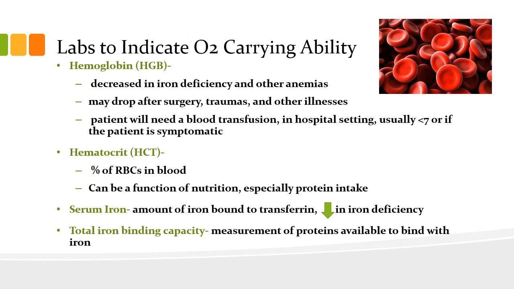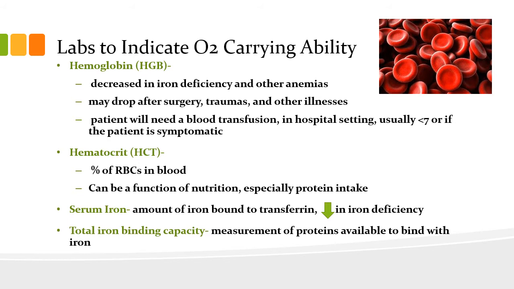Also want to look at labs that indicate oxygen carrying ability. The hemoglobin. When there's a decrease in iron in the system and decrease in iron deficiency in other anemias, you'll see hemoglobin drop. It can also drop after surgery, traumas, and other illnesses. A patient will need a blood transfusion in a hospital setting, usually when hemoglobin drops less than 7, or if the patient becomes symptomatic. Symptomatic low hemoglobin might mean a low O2 saturation, low blood pressure, the patient becomes lightheaded and weak and feels short of breath.